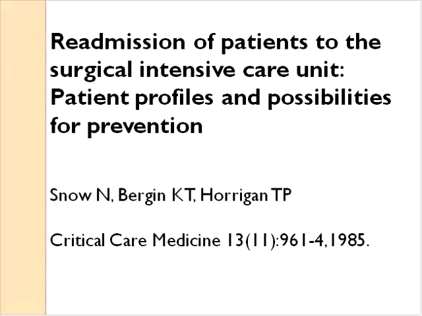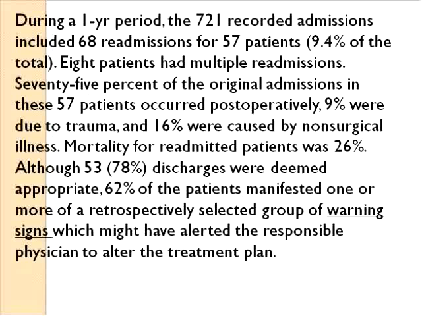The overall unit mortality of patients was 7% in that study. So being readmitted raised that mortality a huge amount. It's not just medical units that have problems with readmissions. This study, a couple of years later, was published in a surgical ICU. And the patients in this study, there were 721 recorded admissions with 68 readmissions. I'll break this down for you in the next slide.